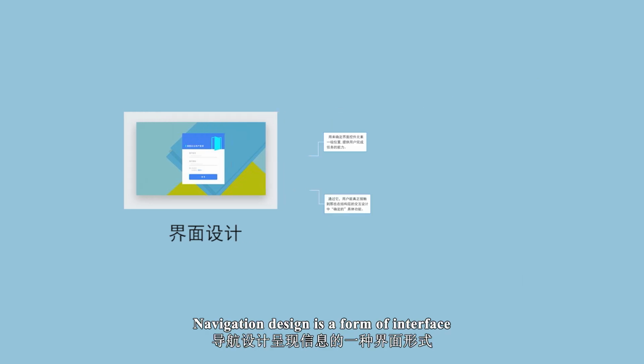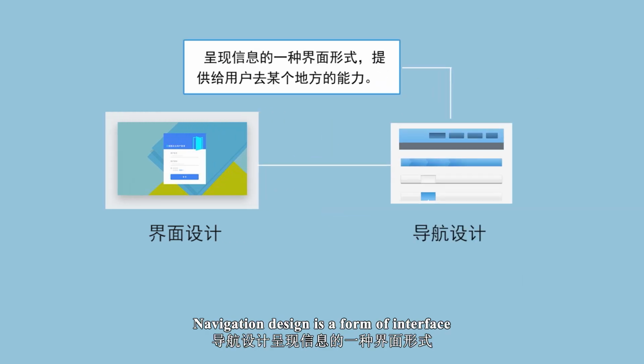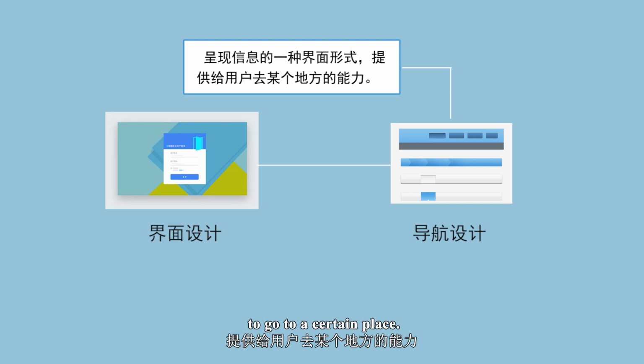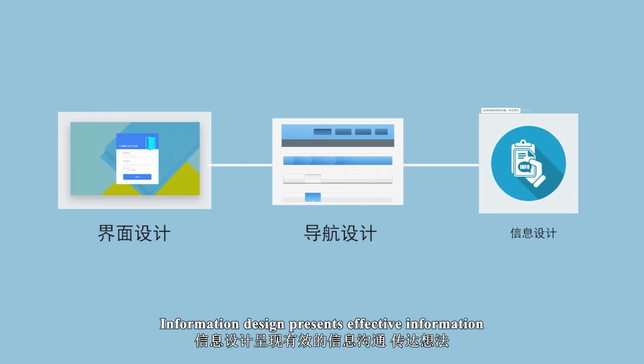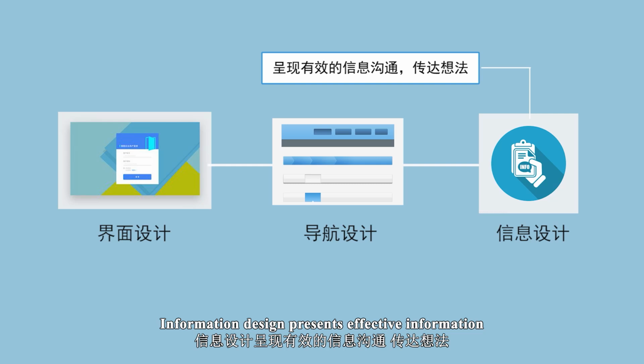Through it, users can truly access the specific functions determined in the interaction design of the structure layer. Navigation design is a form of interface that presents information and provides users with the ability to go to a certain place. Information design presents effective information communication and conveys ideas.